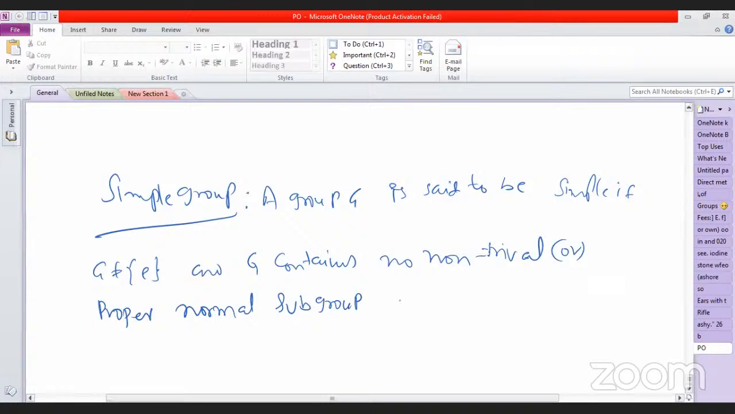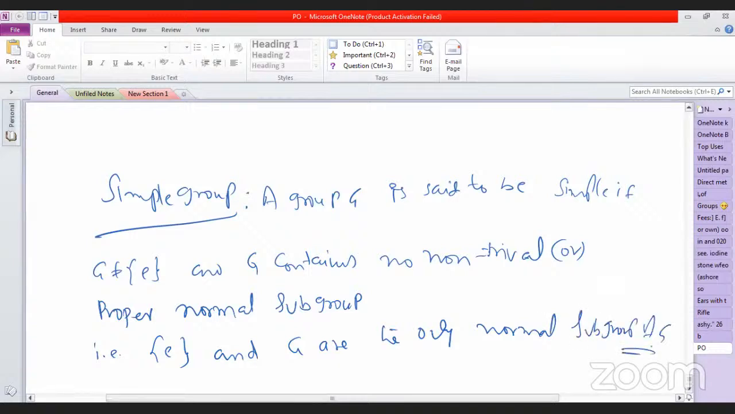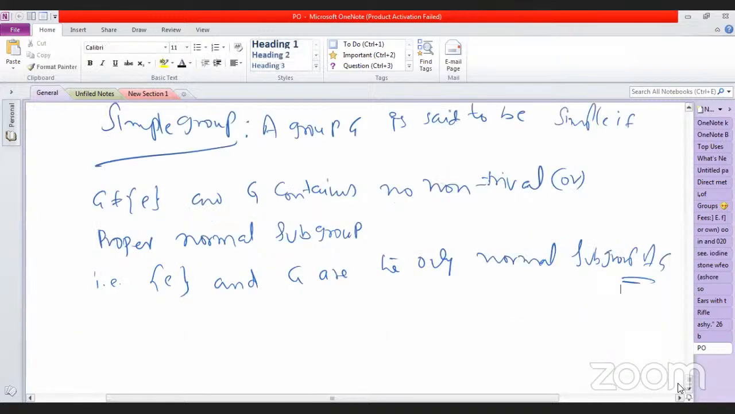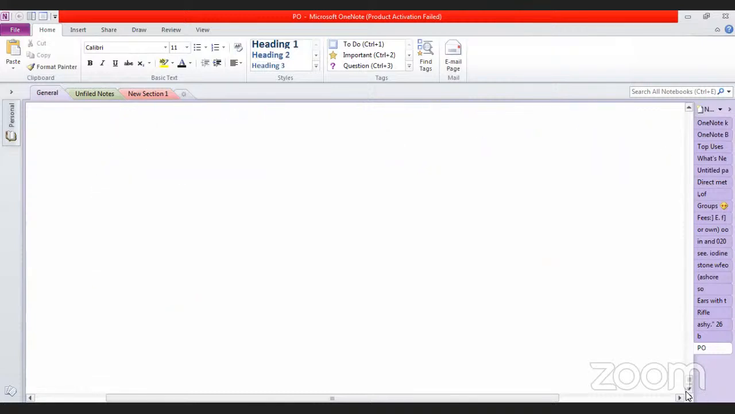Normal subgroup, that is E. What is E? What is E? The only normal subgroups of G are E and G. This we can define as a simple group.